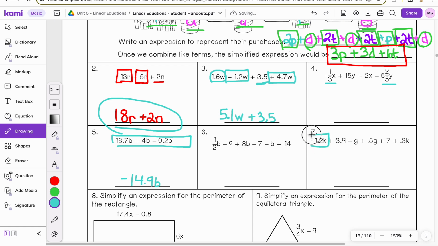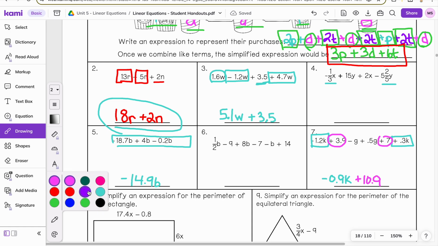In number 7, we have a negative 1.2k, adding that to a 0.3k. So negative 1.2 plus 0.3 gives us negative 0.9k. What else? I have this 3.9 has nothing I can put with it. Oh no, I'm wrong. It has a 7. There's a 7 over here. So 3.9 plus 7 would give us 10.9.